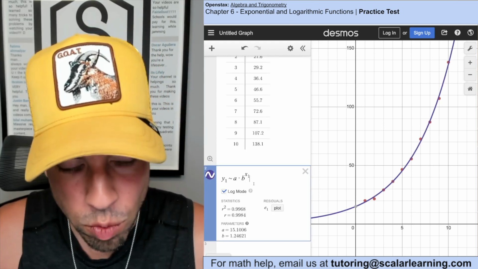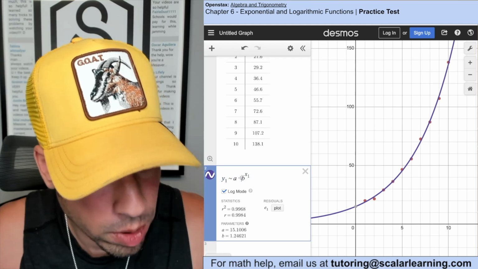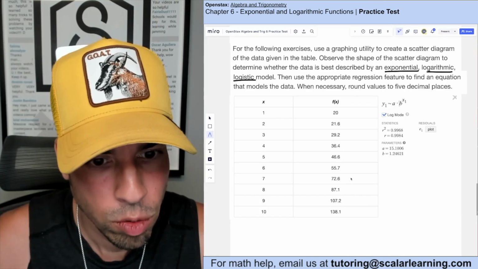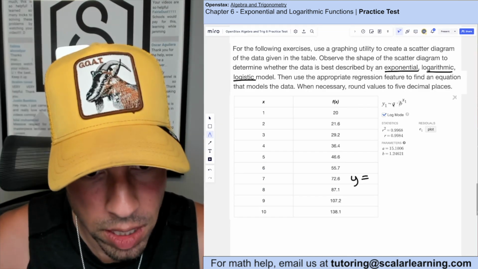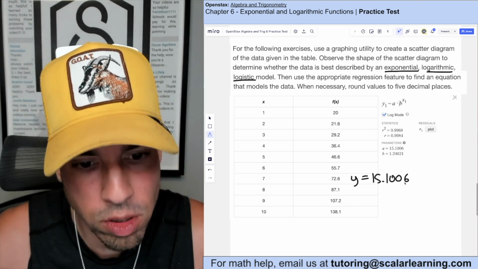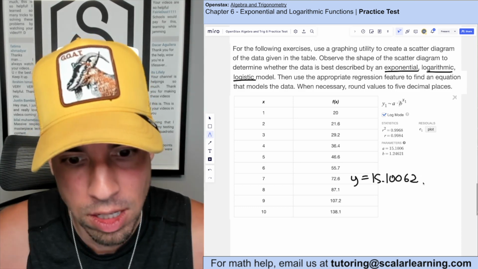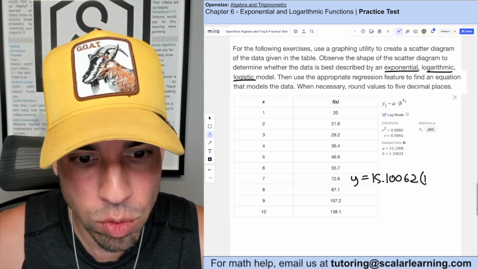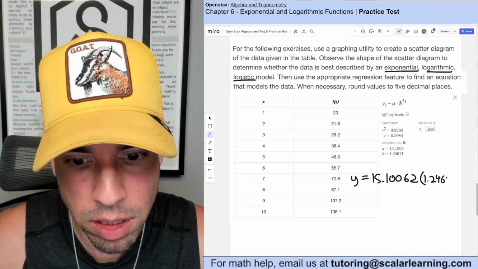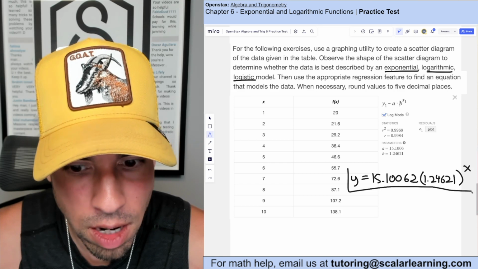So the way we run the regression in Desmos is by plugging in this, and sort of these values are generated. And so let's write it out. So we got y equals, and then we got this constant a, which is 15.1006. And I know they said they wanted 5 decimal places, so the fifth one would actually be 2. It just didn't show us in Desmos. And then our b value is 1.24621 raised to the x power. So this is how you do it.